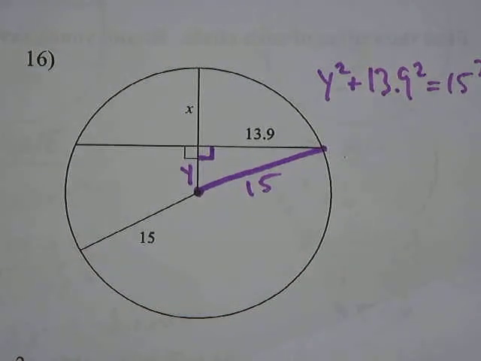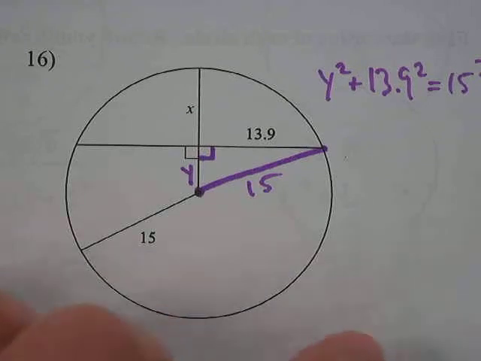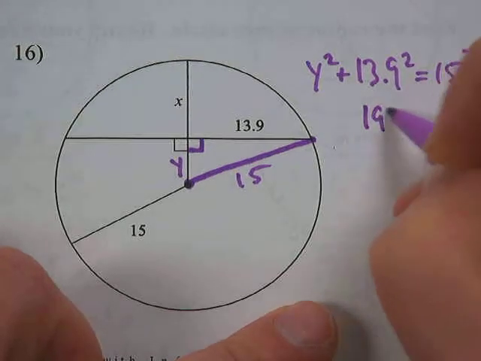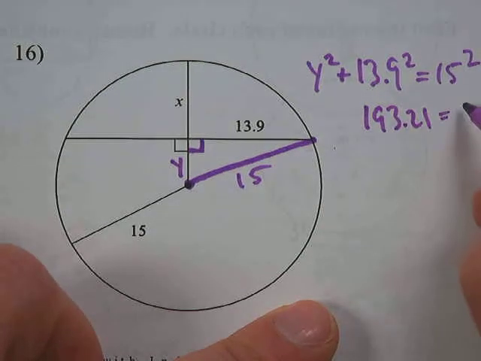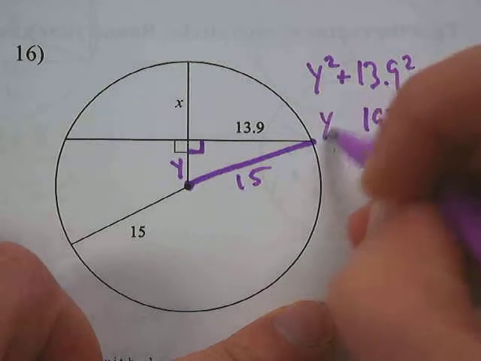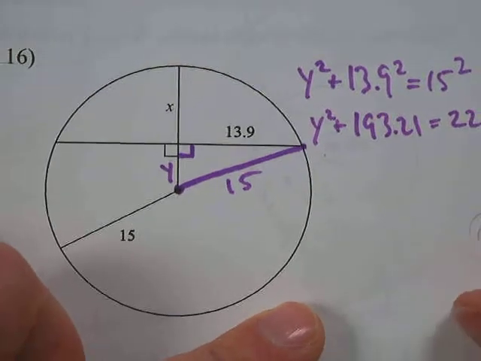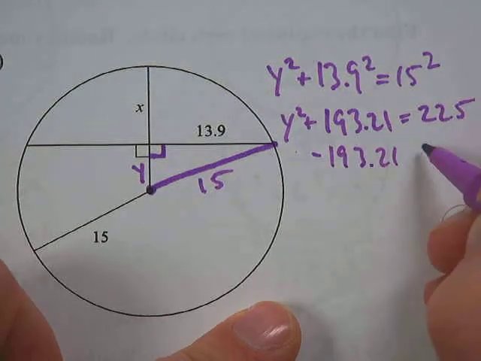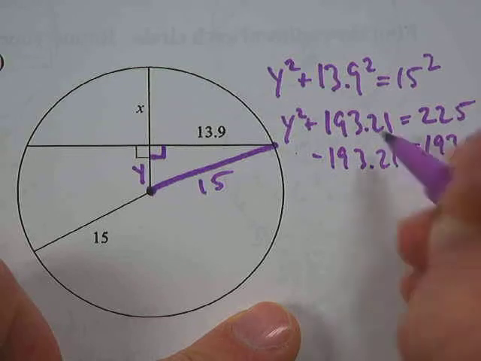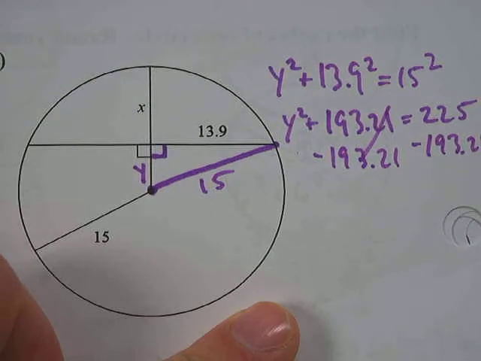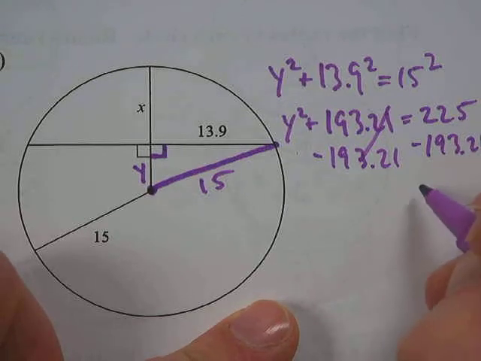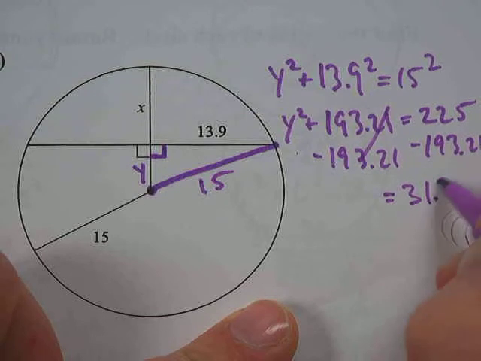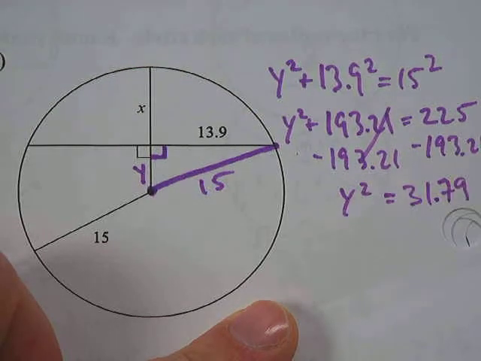Alright, so using a calculator to find 13.9 squared, we get 193.21. And 15 squared is 225. So then we're going to subtract 193.21 from both sides. And we get 31.79 over here equals y squared.